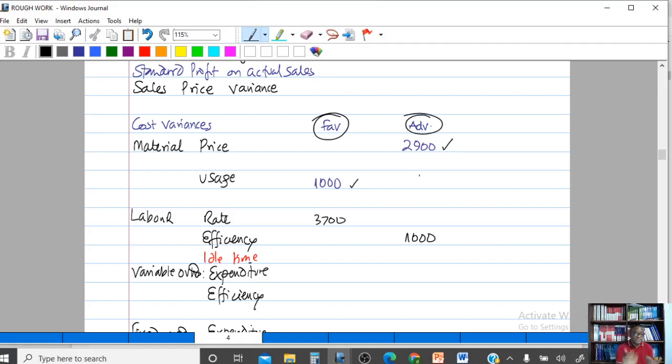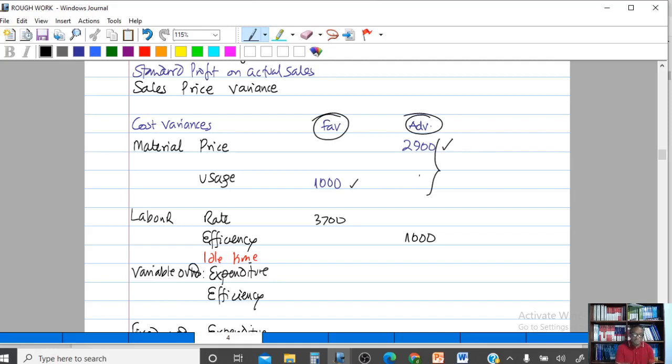Now from here, I could explain this by saying that, well, if the price is adverse, it means that we paid for probably a better quality material, which was more expensive. But then when you have a better quality material, there's less breakage or damage, so efficiency of utilization is enhanced. And that is what led to the favorable usage variance. That is the interdependencies of variances.